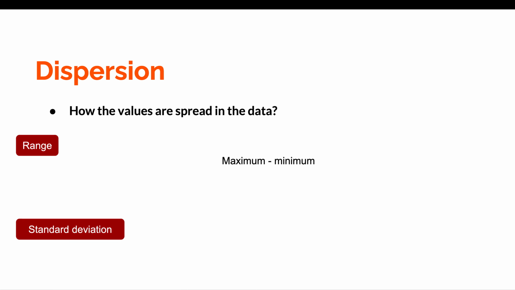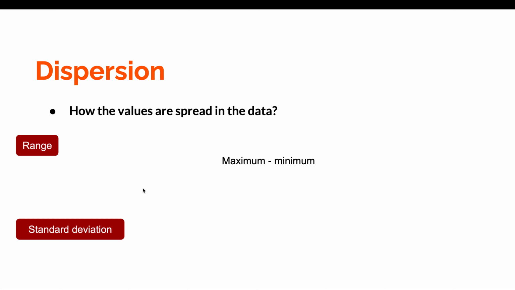And now the dispersion part. The dispersion part will give you an idea about how your values are spread in the data. One very simple measure is you get the maximum value and the minimum value of your data, and then you compute maximum minus minimum. So it will give you the range of data values, the dispersion of your entire data set.